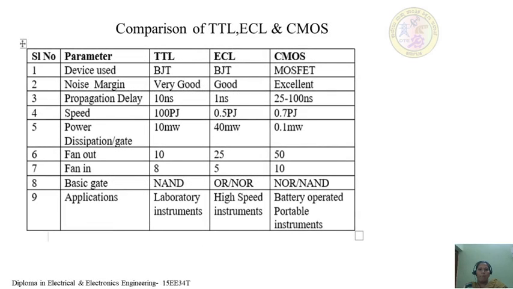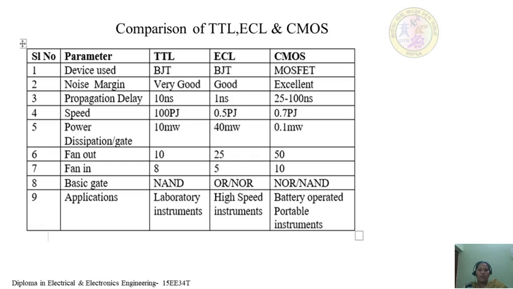Next we'll move on to the comparison of these three IC logic families, TTL, ECL and CMOS. So TTL and ECL use the BJT, bipolar junction transistor, as the device. The CMOS uses the MOSFET as its device. The noise margin level for a TTL is lesser than the CMOS, but it is more than the ECL. When compared to these three IC logic families, the CMOS exhibits a very good or excellent noise margin level.